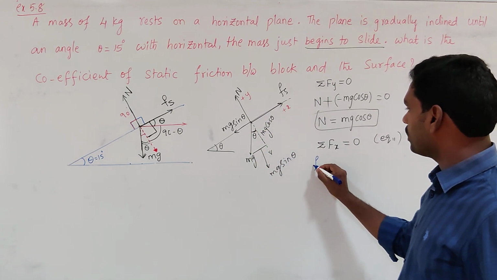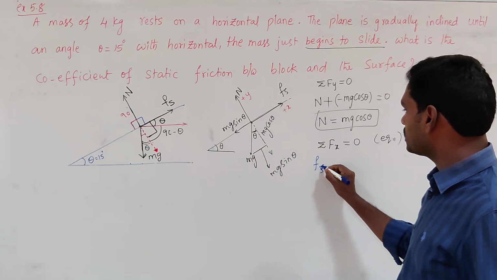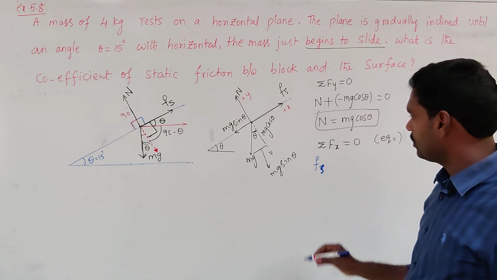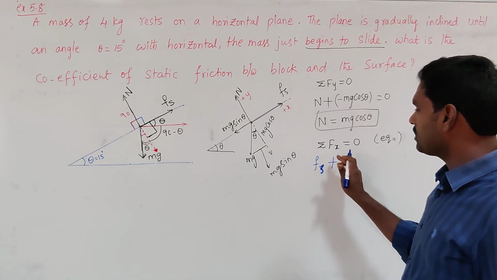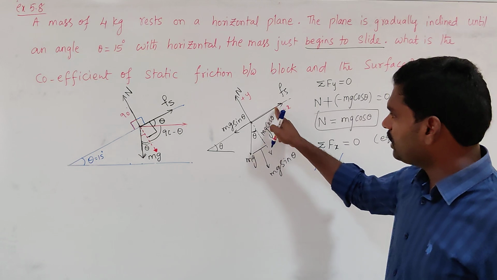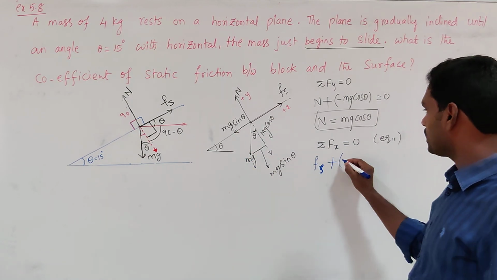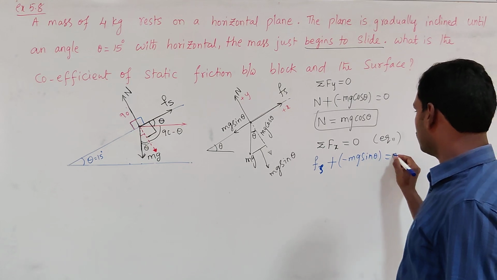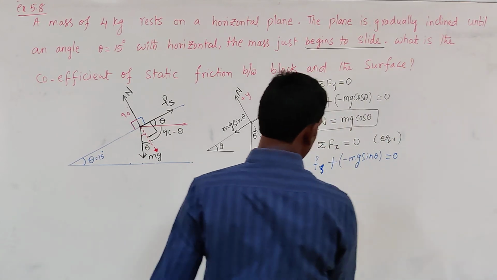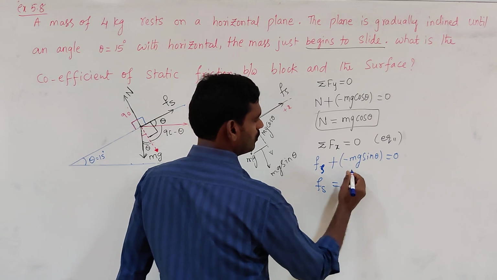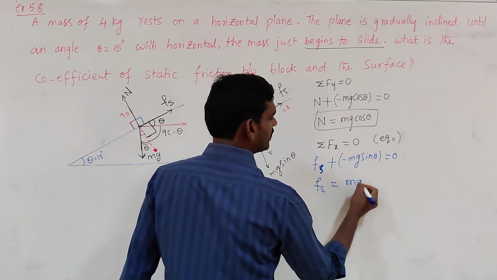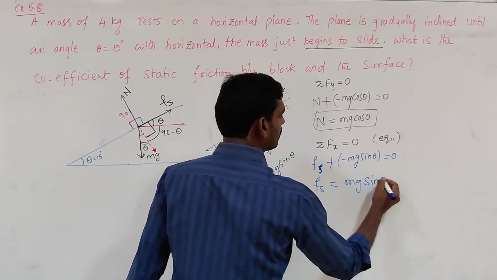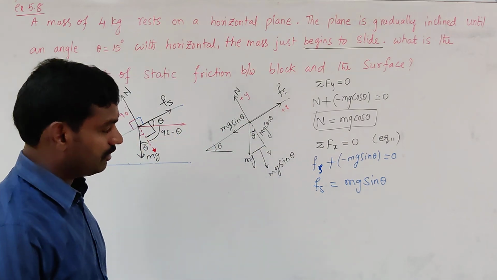Along the x component, positive x-axis, fs is there. Summation of forces: what is the other x component of force? Minus mg sin theta equal to 0. So fs equal to minus mg sin theta. When it comes to the right side, it will become plus mg sin theta.